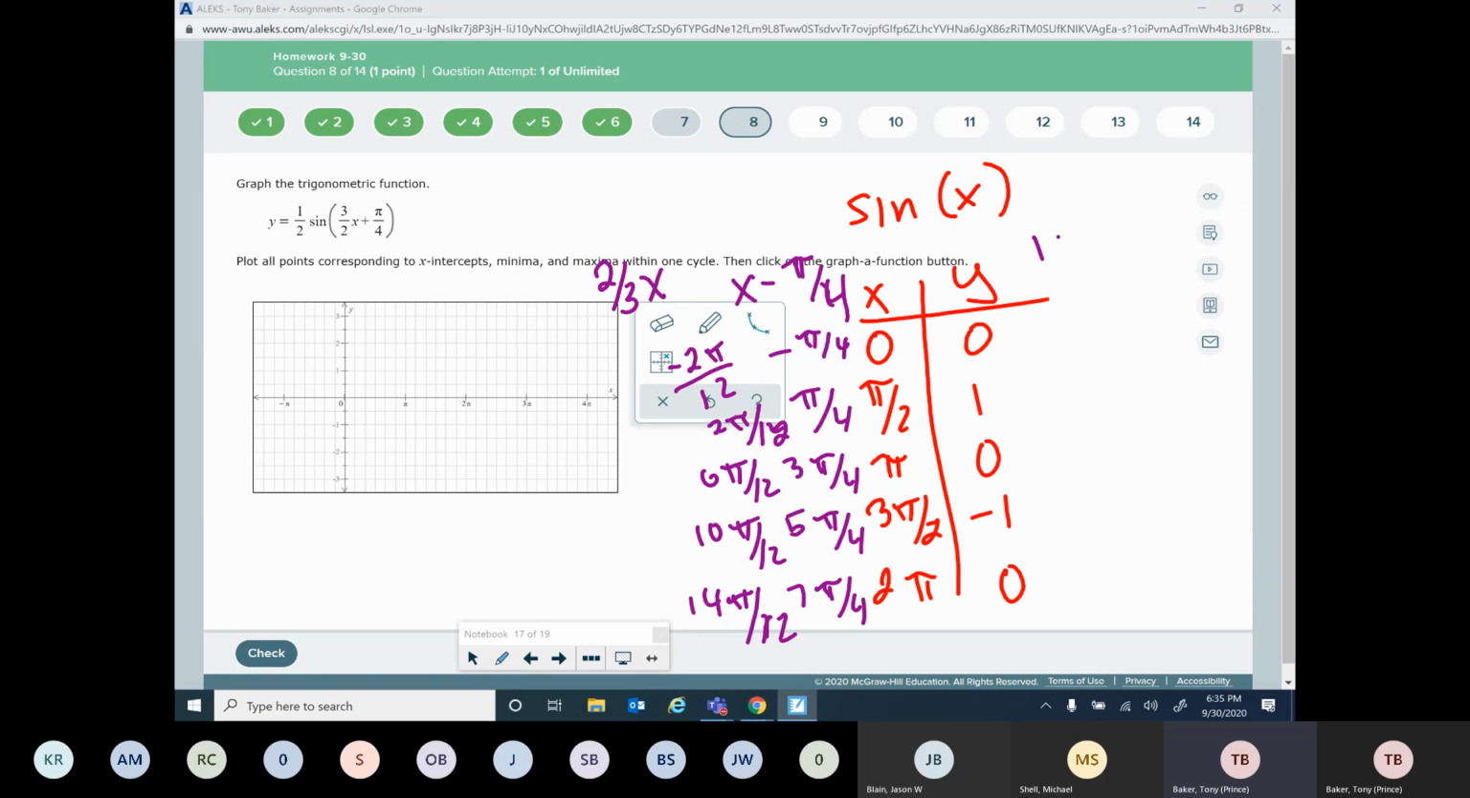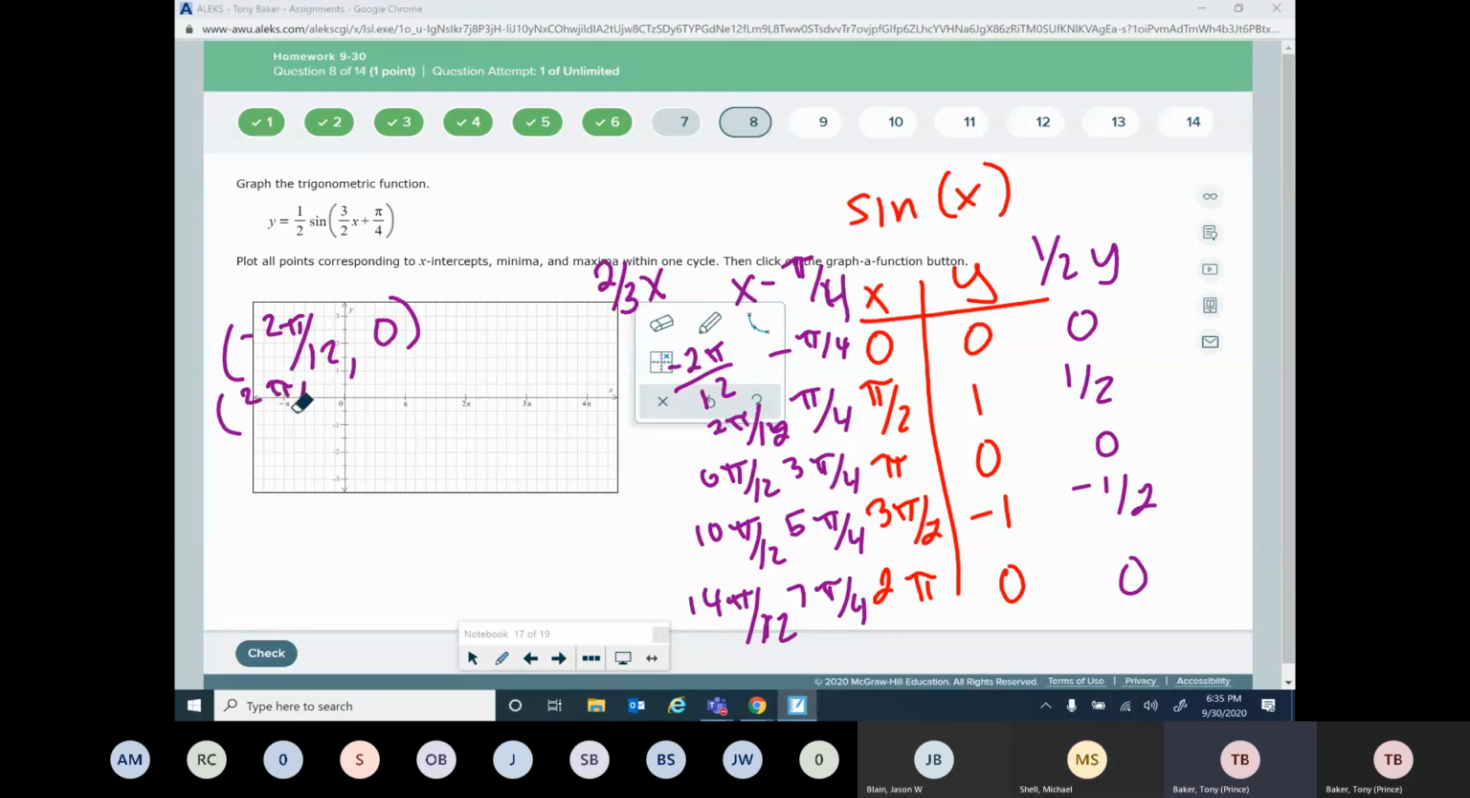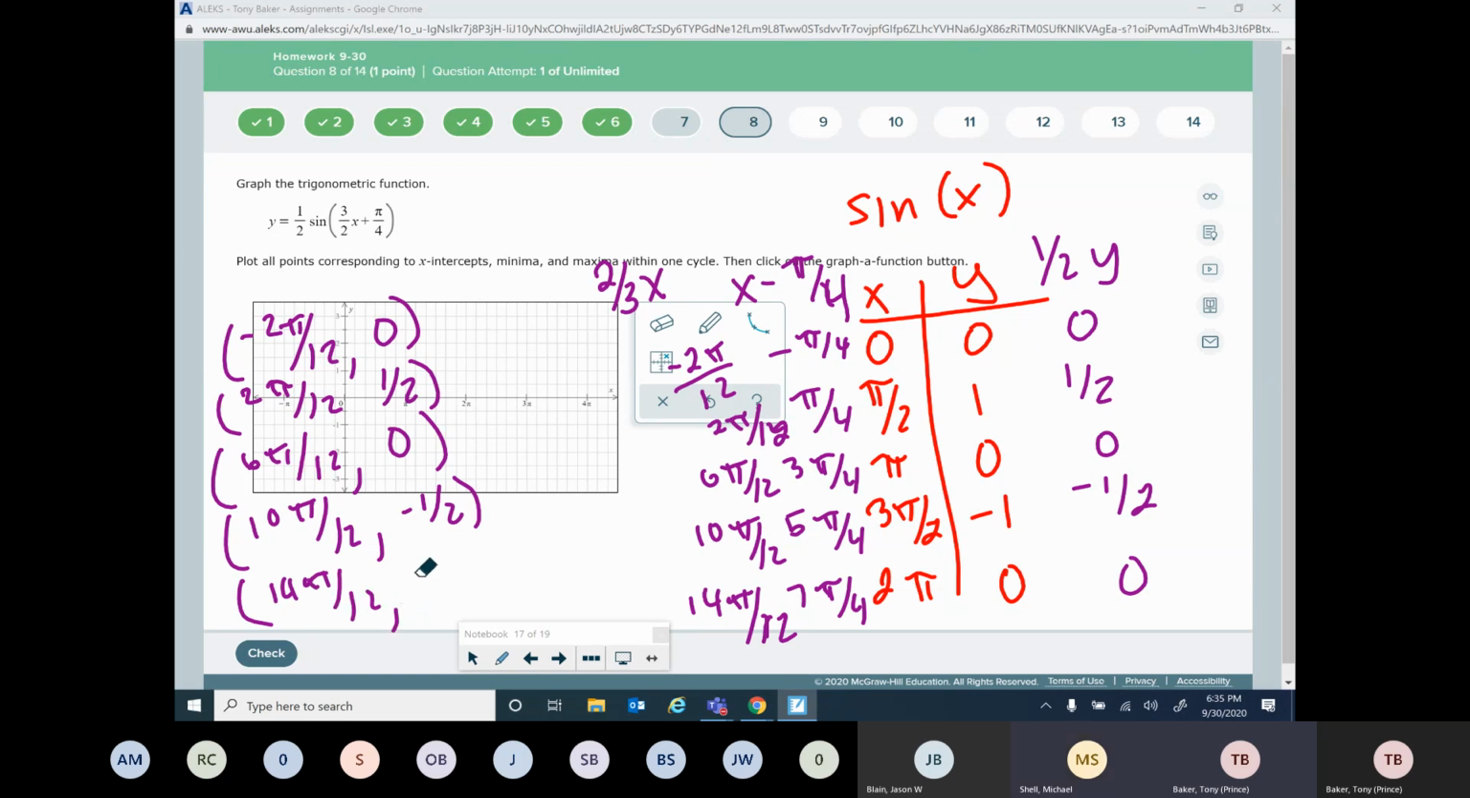Now we're going to do the y. So we're going to do 1/2 y. So 0, 1/2, 0, negative 1/2, and 0. So my points that I'm going to graph are negative 2 pi over 12, 0, 2 pi over 12, 1/2, 6 pi over 12, 0, 10 pi over 12, negative 1/2, and then 14 pi over 12, 0. So those are my 5 points that I'm going to graph.